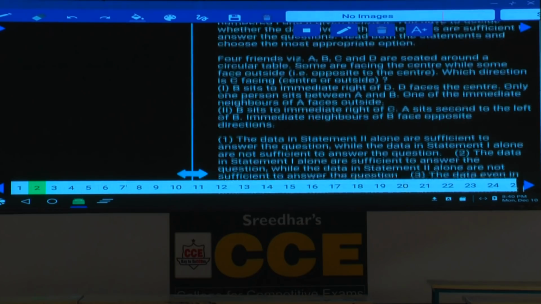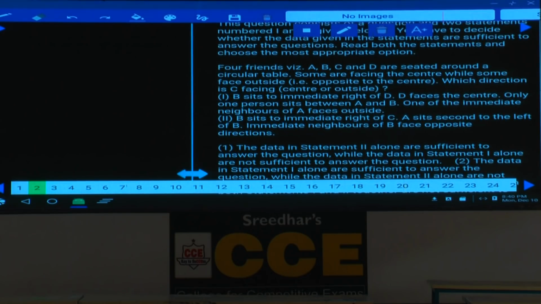Now question number 2. 4 friends A, B, C and D are seated around a circular table. How many persons are there? 4 persons, 1, 2, 3 and 4, seated around a circular table, some facing the center while some of them are facing outside. Which direction is C facing? Now we need to identify the direction in which this C is facing.